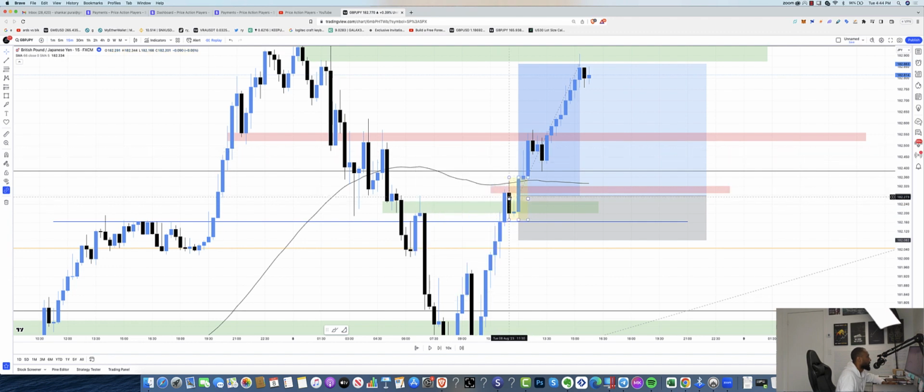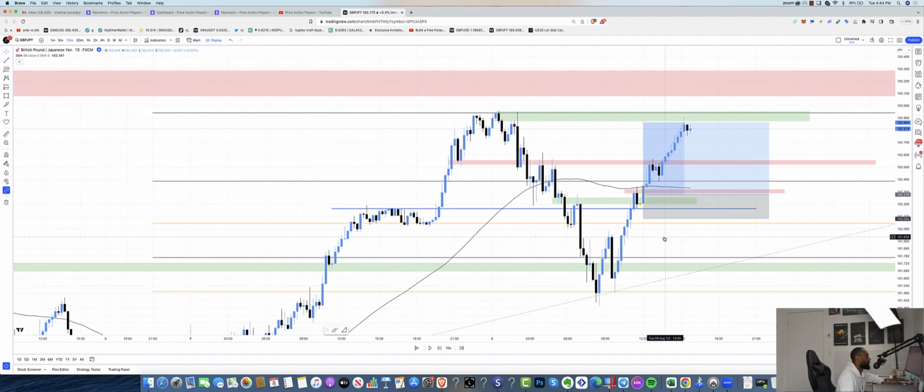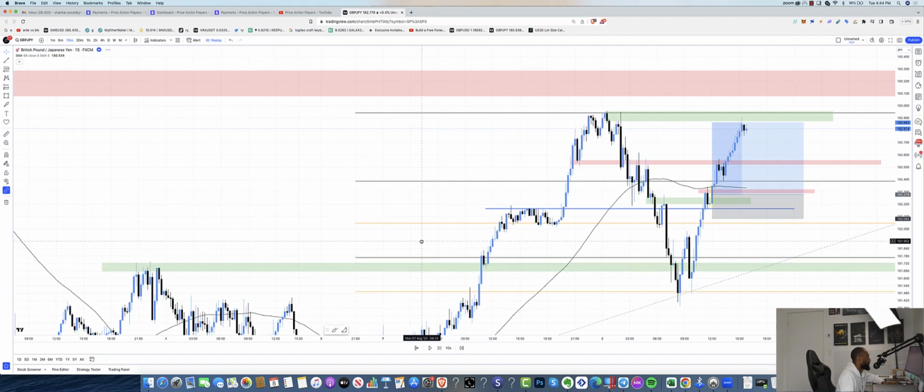So this bullish candle allowed me to enter and gave me the confidence that we're going to continue heading up to at least this zone right here, right? So that was the trade for today, guys. You can capitalize on the market as well.